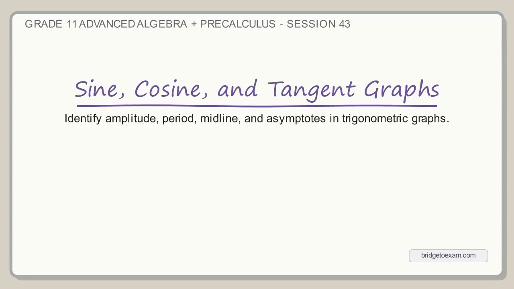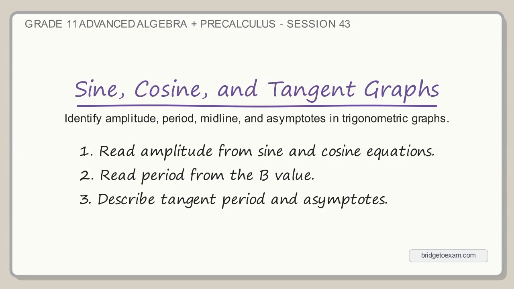Welcome to Session 43 of Grade 11, Advanced Algebra and Precalculus. Today we study sine, cosine, and tangent graphs. The focus is to identify amplitude, period, midline, and asymptotes in trigonometric graphs.